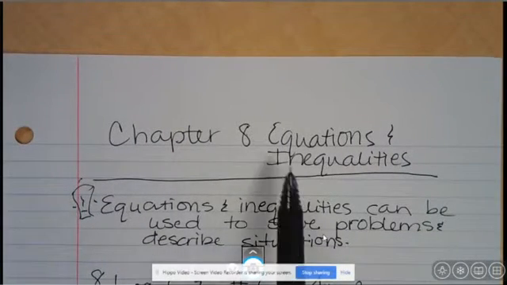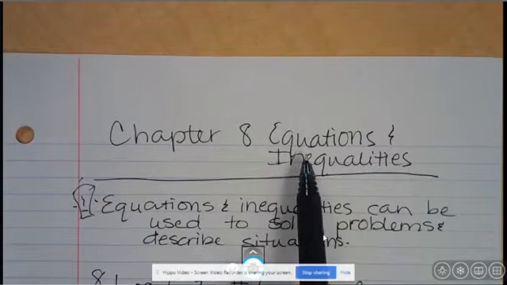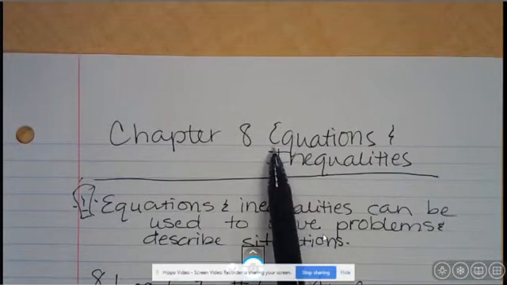Here we are on chapter 8, the first chapter into your second book, book B. So you'll need to have that book if you don't already. Hopefully you brought it with you. If not, you can share with your neighbor.